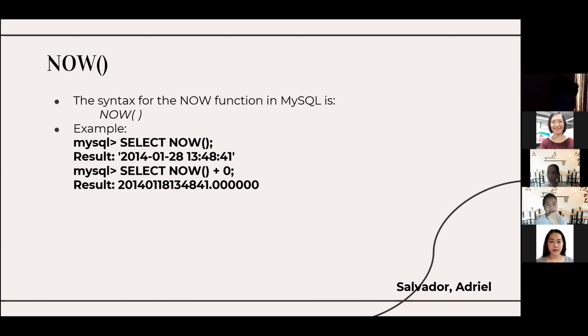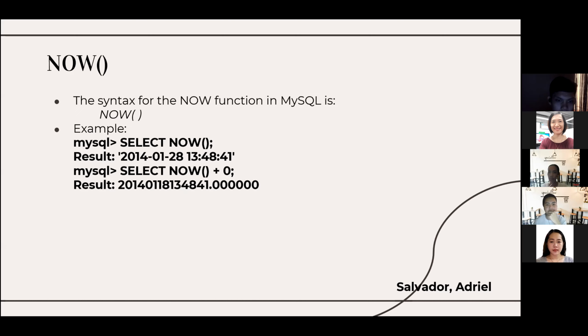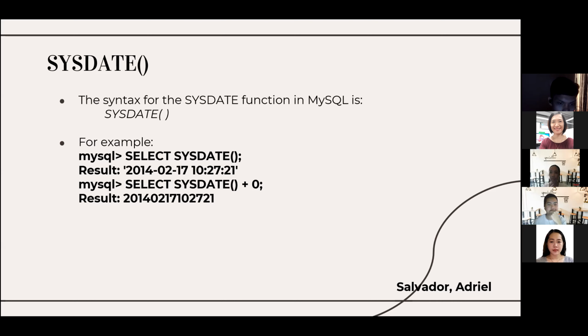The NOW function returns the current date and time. In this example, SELECT NOW. The current date is 2014-01-28 and the current time is 13:41. And the SYSDATE function also returns the current date and time. The example is SELECT SYSDATE, and the result is 2014-02-17 and then the time is 10:27:21.